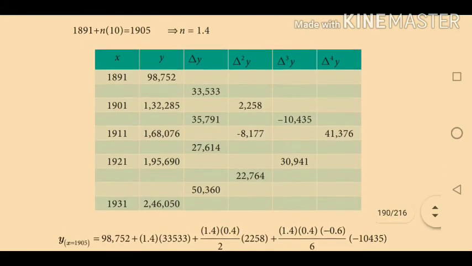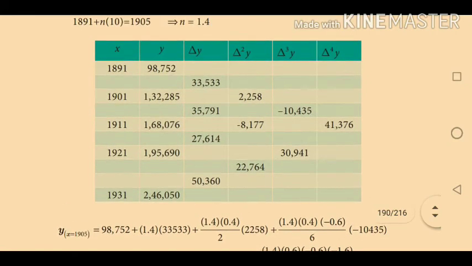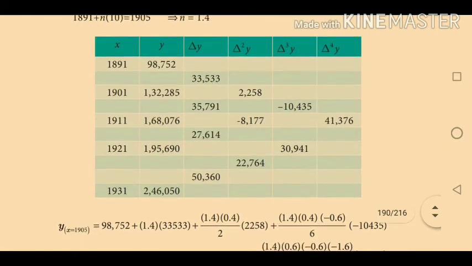Now find delta y, delta square y, delta cube y and delta 4y by applying the same formula, that is second term minus first term. Here 1,32,285 minus 98,752, we get 33,533. Likewise 1,68,076 minus 1,32,285, we get 35,791. Likewise you find the values of delta y, delta square y, delta cube y and delta 4y.